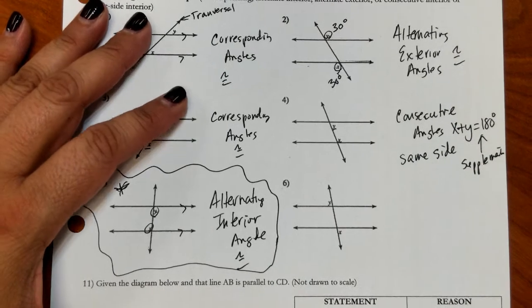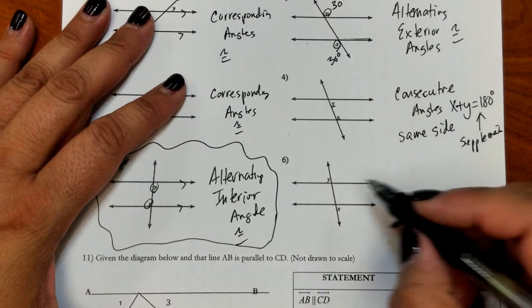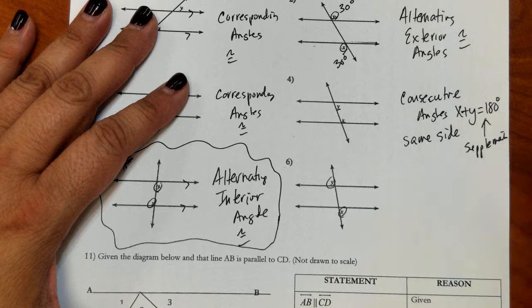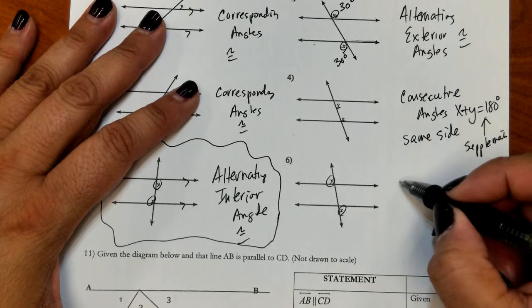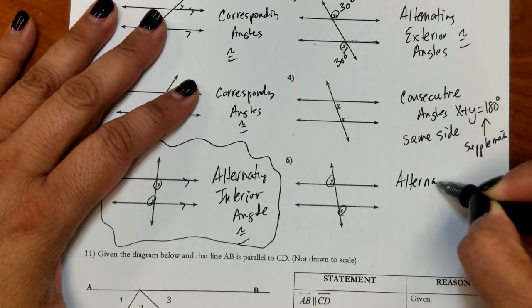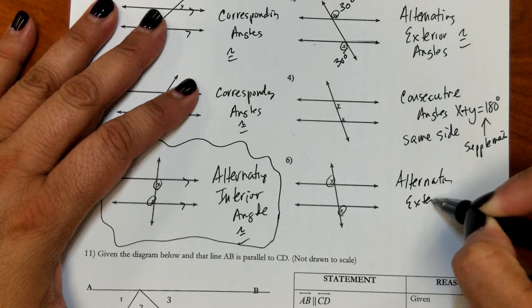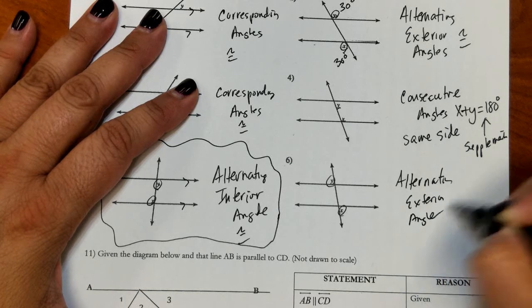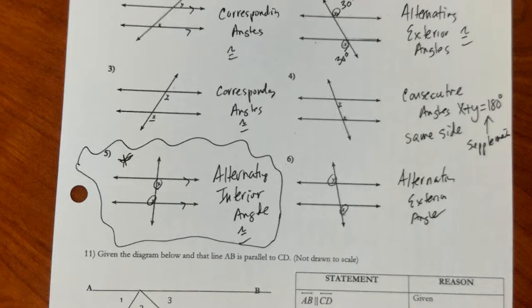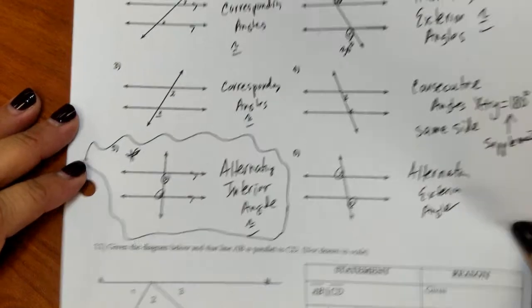And then 6. So 6 is, here you go. Again, they're alternating and they're exterior. So it's a repeat problem. Alternating exterior angles. All right. So we'll go on to the next part.